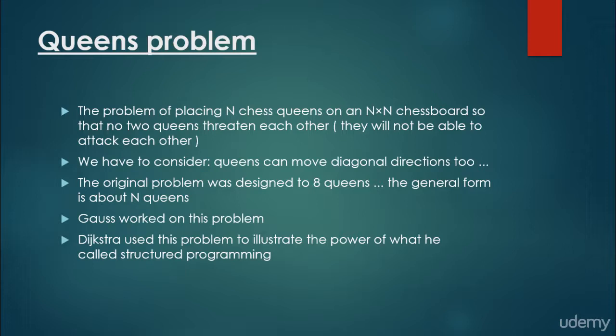And of course we have to consider that these queens can move in diagonal directions too, and of course upward, downward, and from left to right, right to left, and so on. The original problem was designed for 8 queens, and that's why this problem is usually called the 8 queens problem. But of course we are able to solve this problem in general using as many queens as we want.